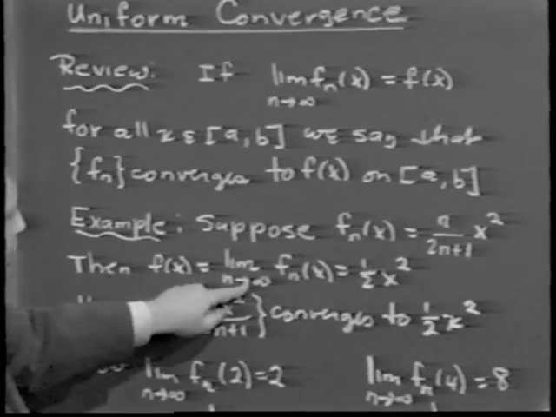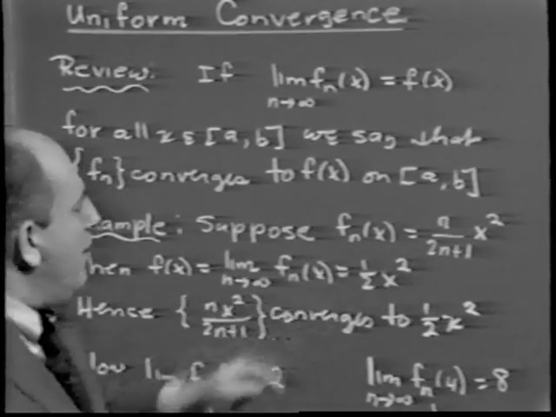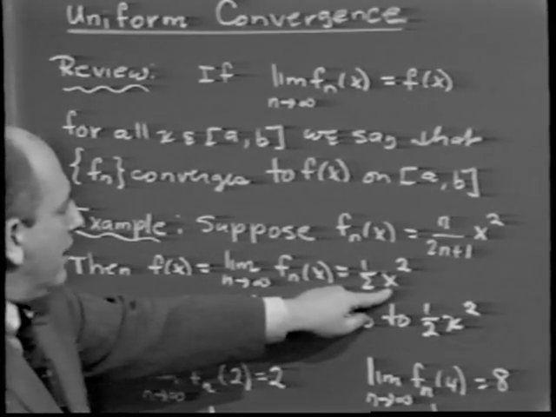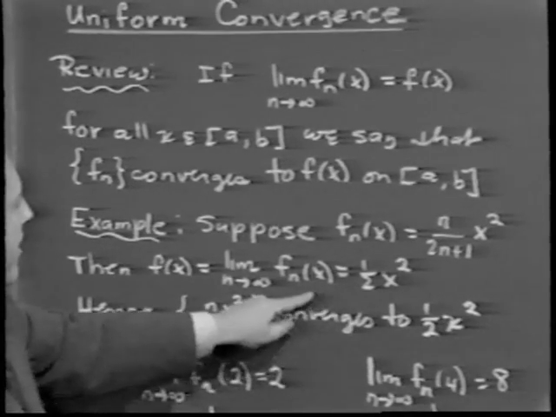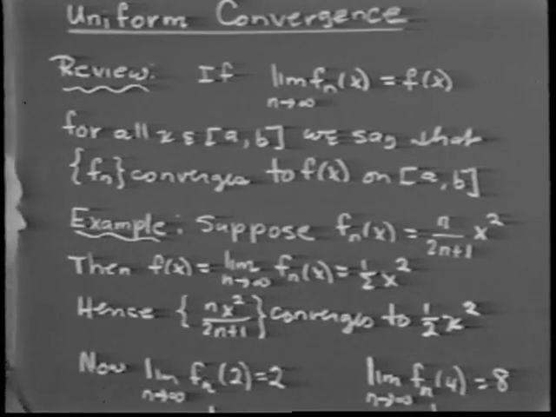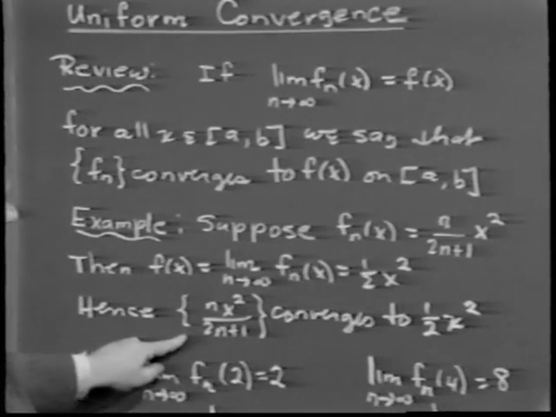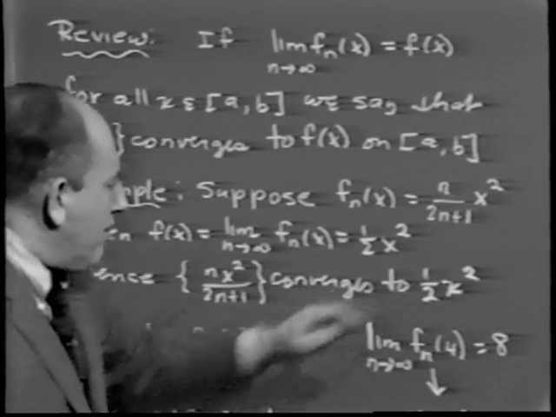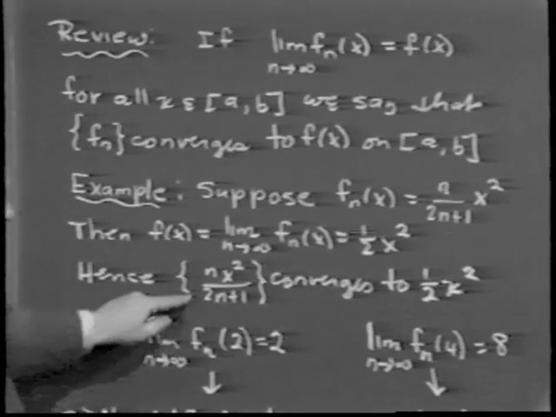In other words, as we let n approach infinity in this case, notice that the limit of n over 2n plus 1 becomes a half. x has been chosen independently of the choice of n. Consequently, the limit function in this case, f of x, is 1/2 x squared. And in this case, what we say is that the sequence of functions nx squared over 2n plus 1 converges to 1/2 x squared. Now, what does this mean more specifically?